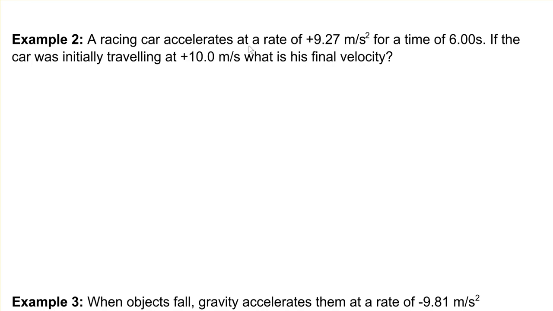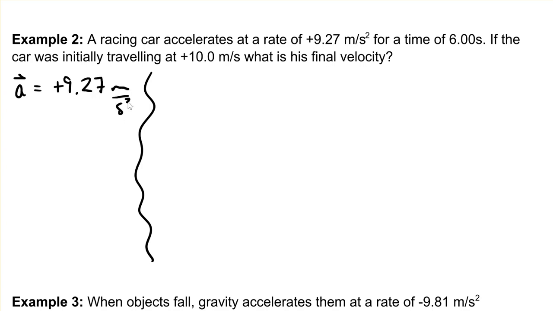A racing car accelerates at a rate of positive 9.27 meters per second squared for a time of 6 seconds. If the car was initially traveling at positive 10 meters per second, what is his or her final velocity? Accelerates at a rate of that, so acceleration is positive 9.27 meters per second squared, for a time of delta t equals 6.00 seconds.